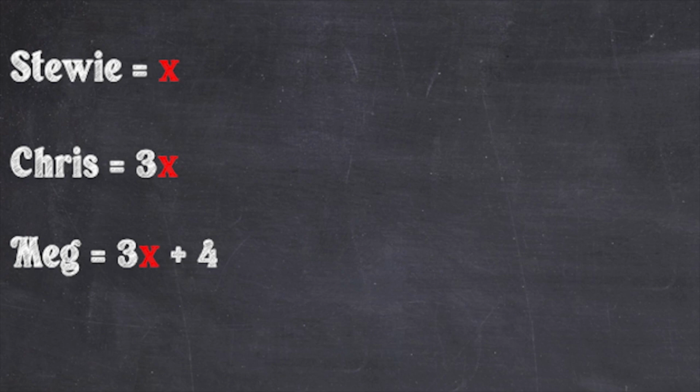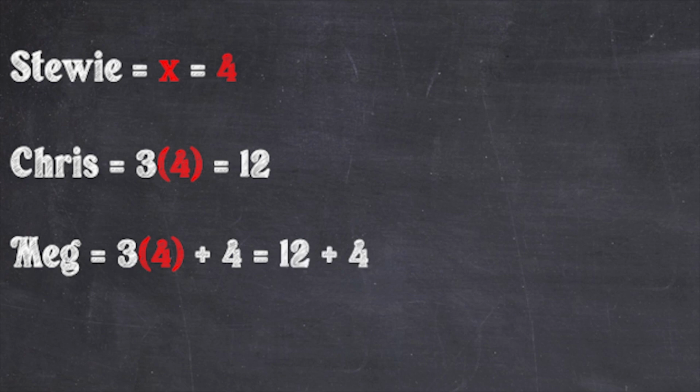We know now that Stewie is 4 years old. Hence, X equals 4. Chris is 3 times Stewie's age, so his age would be 3 times 4, which is 12. Finally, we know that Meg's age is 3X plus 4. We can now replace the X with 4. This would give us 3 times 4, which is 12. The algebraic expression for Meg's age now reduces to 12 plus 4. We evaluate this to get 16. Therefore, Stewie is 4 years old, Chris is 12 years old, and Meg is 16 years old. Good work converting this word problem into an algebraic expression.